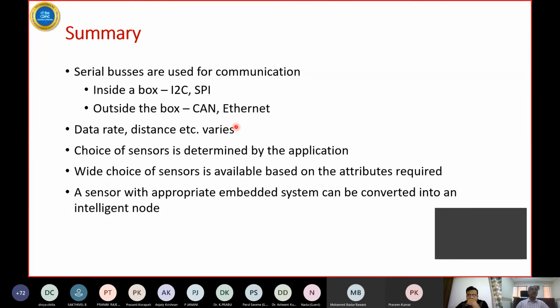And we only talked about wired networks. A whole lot of wireless networks, starting from Bluetooth, Wi-Fi, Li-Fi, and so many others exist, one of which can be used. Coming to the sensors, the choice of sensor is determined by the application. A wide choice is available based on the attributes that are described. You can choose one and just use the sensor if you already have the embedded system, or you can embed a sensor in an intelligent system to transmit data in a wired or wireless manner in a digital way. That is all I have.